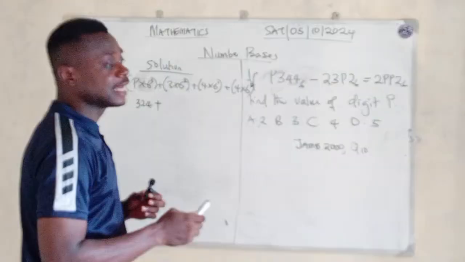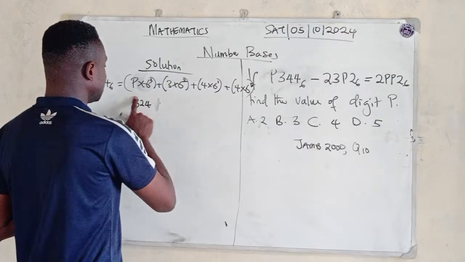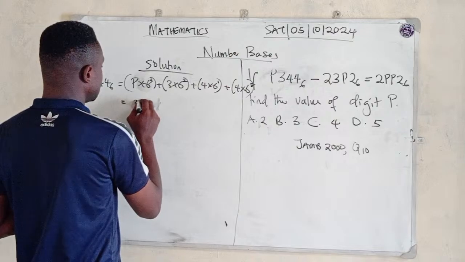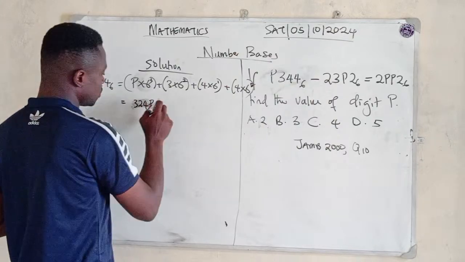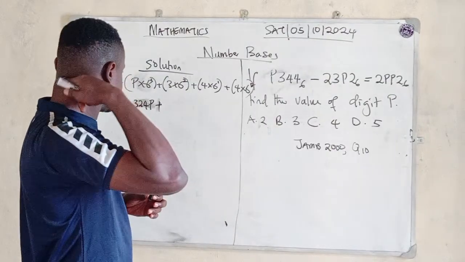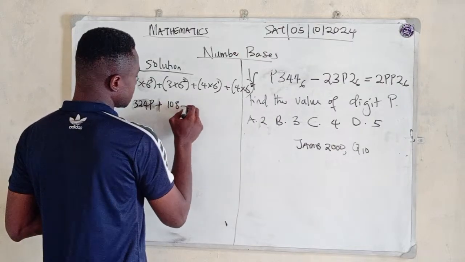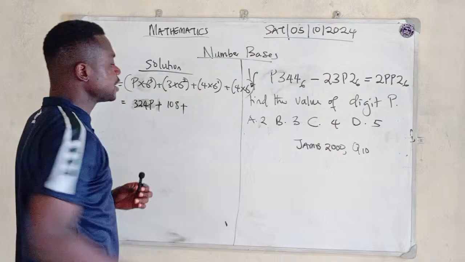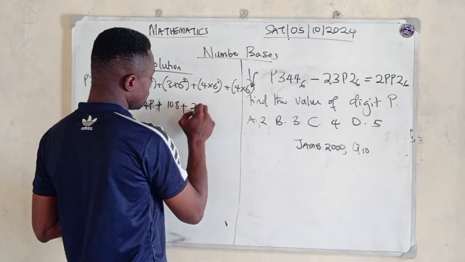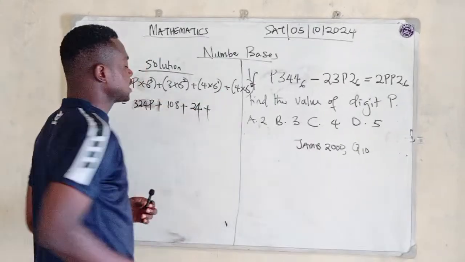plus 6 squared, which is 36. Remember there is p here, sorry. There is p here, remember. So here is what? 324p. Good. Plus 6 squared is 36. 36 times 3 is 108. Plus 108. Plus 4 times 6 to the power 1, which is 6. 6 times 4 is 24. Plus 6 raised to power 0 is 1. 1 times 4 is 4.